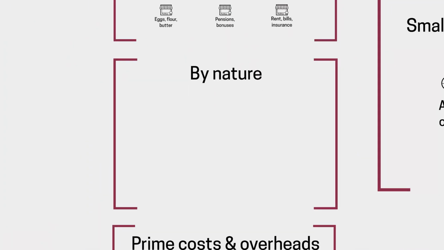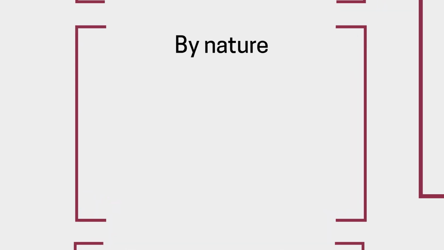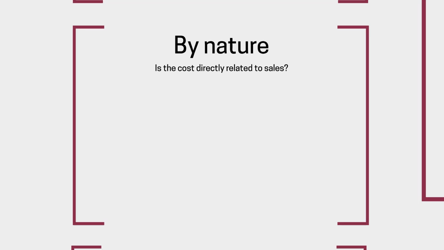Once you have identified the element, you need to define the cost by nature. The question that you need to ask yourself when you are identifying and classifying a cost by nature is: is this cost directly related to sales? Now, I know earlier when we were looking at elements, there was a hint about whether it was direct or indirect, but we go even further in this particular section.